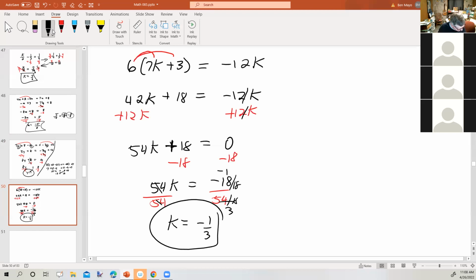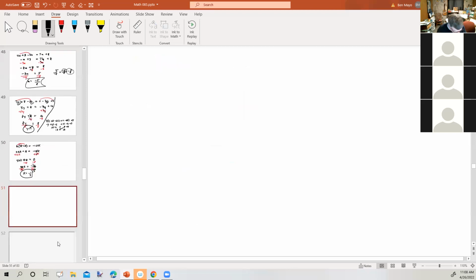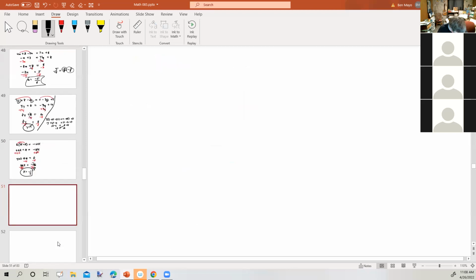Okay, let's see here. How about this one? 2k minus 3 times the quantity k minus 5 equals 6.